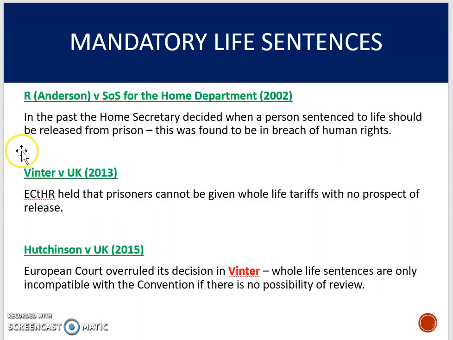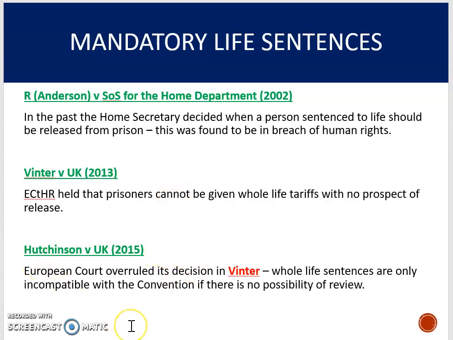And in this case here, that was found to be in breach of human rights. And in Vinter, the European Court of Human Rights held that prisoners cannot be given whole life tariffs with no prospect of release. And that was a bit of a surprising decision. And actually, the European Court of Human Rights has changed its mind on that. So this shows just how controversial this issue is, how even the European Court of Human Rights isn't really clear on how it feels about mandatory whole life sentences.